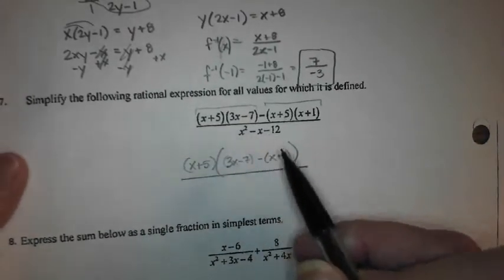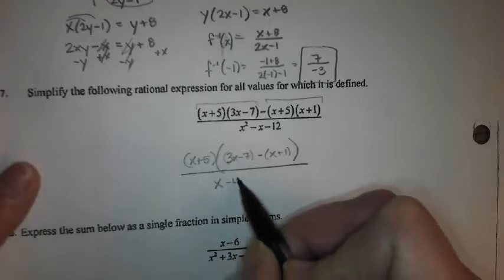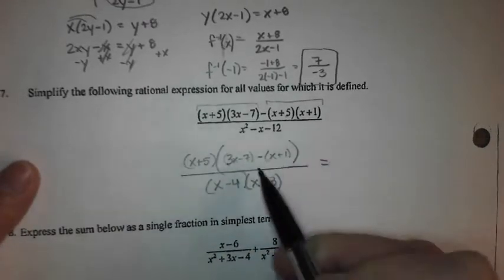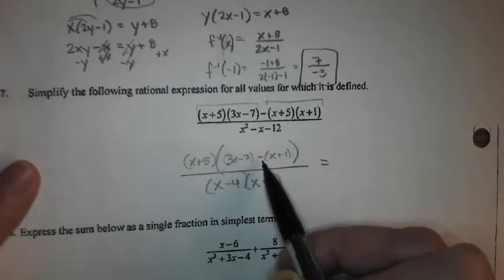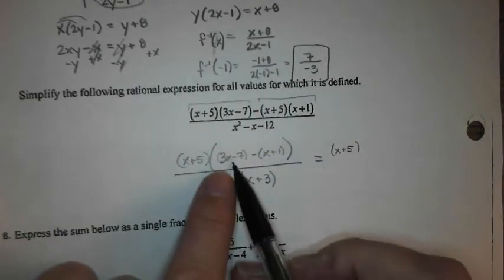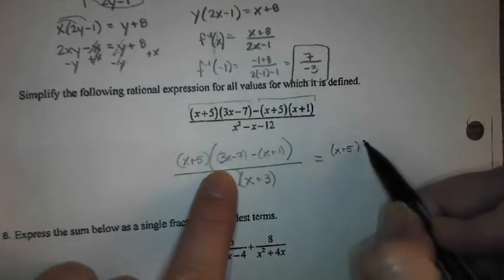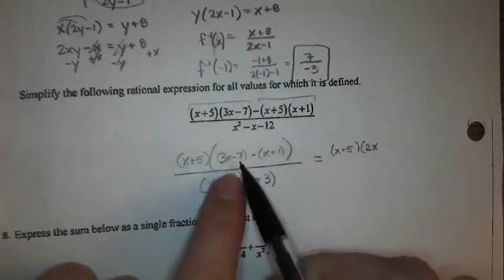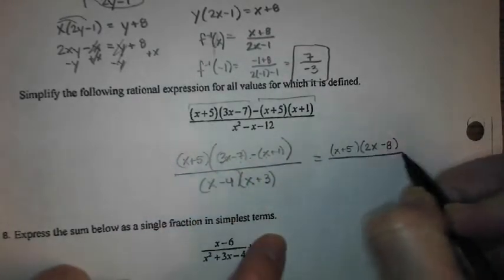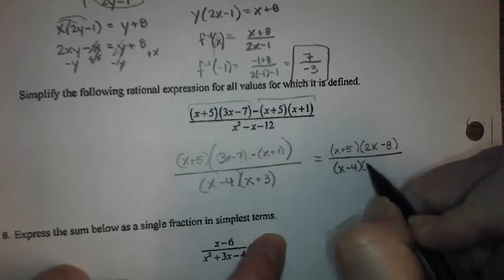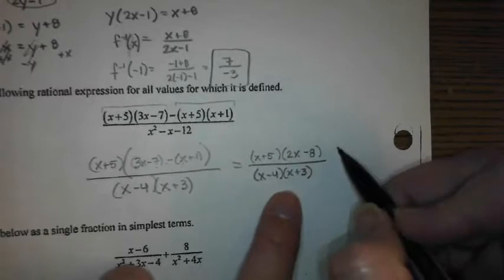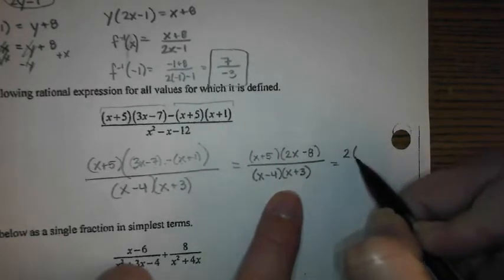over, and my denominator is a typical trinomial. I can factor that into x minus 4, x plus 3. So now this portion I can simplify. Keep my x plus 5, but I have 3x minus x, which is 2x, and then a negative 7 minus a 1, which is a negative 8. So that brings me a step further, and then actually I can factor 2 out of the 2x minus 8. So I put that 2 right out in front.